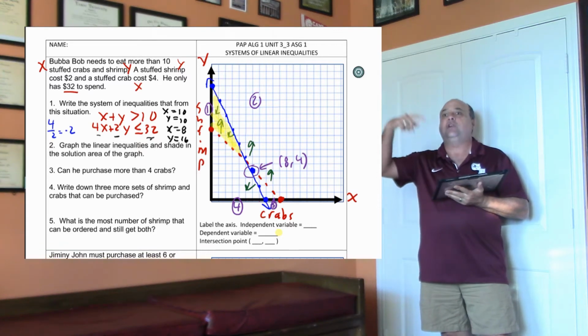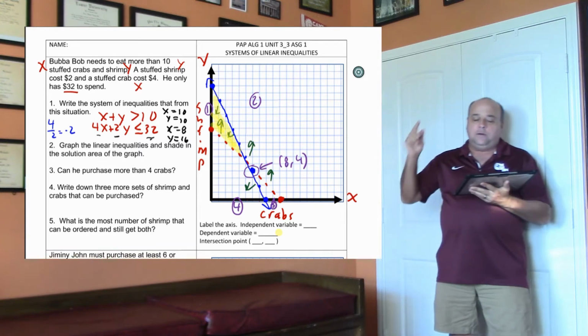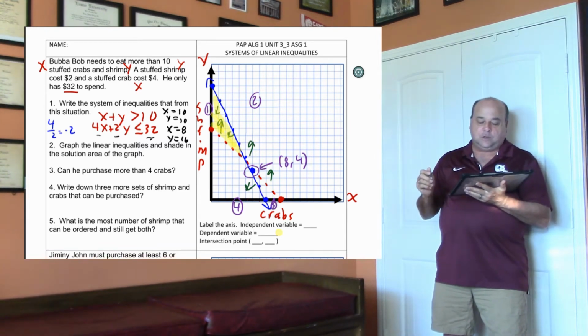Any point in that area is going to be more than 10 of them, but it's going to be less than the 32 bucks. Now then, let's finish answering the questions.